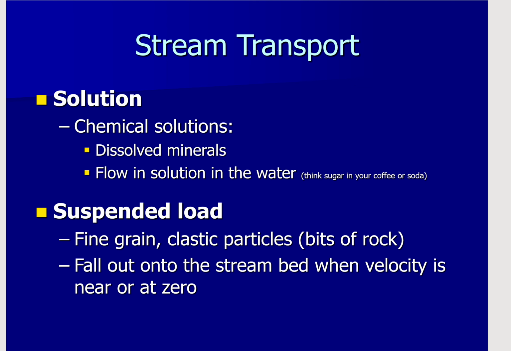Okay, so let's talk about these four stream transportation types in a little bit more detail. So the solution is going to carry the smallest material. We're talking at the molecular level. So what's happening here is that material is being dissolved, and that dissolved material then becomes part of the water itself. So it flows within the water, and it really isn't detectable by the naked eye. You might get some color change if you've got the right tools to measure, but you're not going to notice it otherwise.